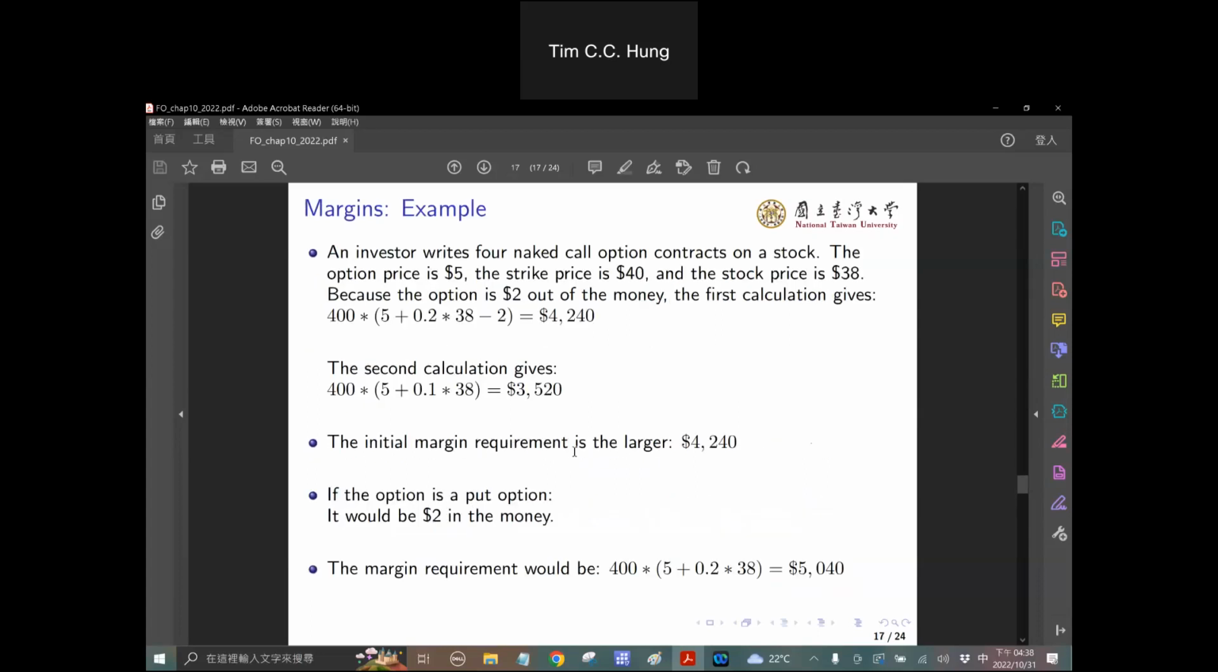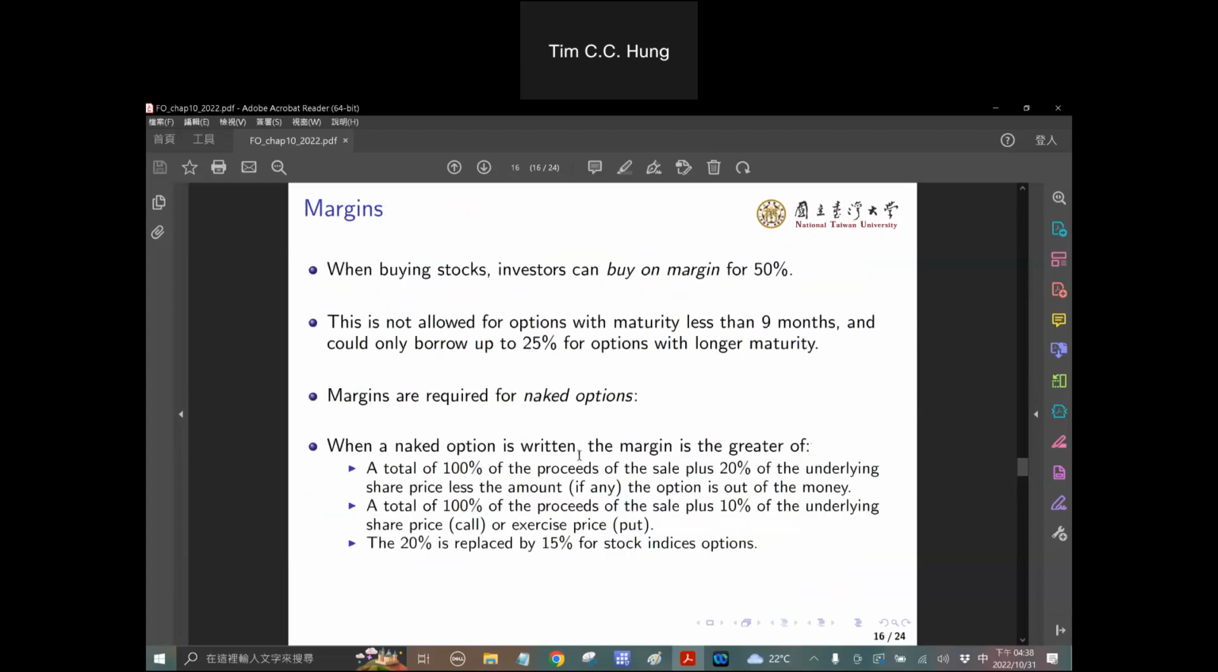Oh yeah, I forgot to mention something. The last thing about underwriting naked options and the margin required is that if it's actually an option on a stock index instead of an individual stock, the 20% is replaced by 15%. That's something worth mentioning.